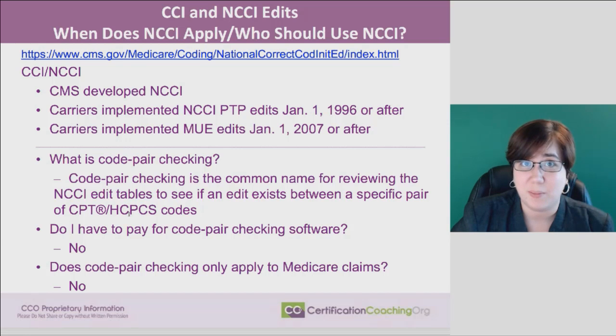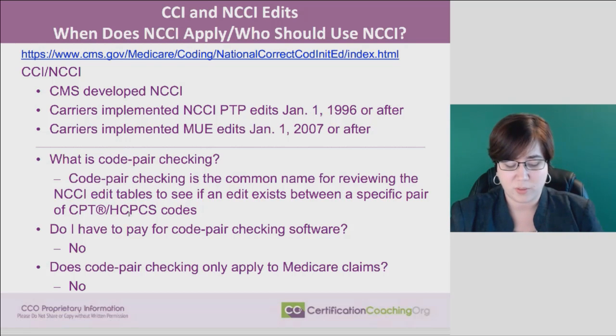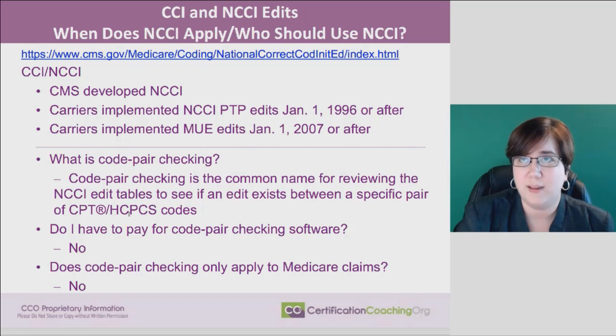You don't have to pay for it because you can use the Excel spreadsheet. But if you want code pair checking software, yes, you will probably have to pay for it. And it's usually included in many of your encoding services. I know things like Find-A-Code include it. The AAPC Coder, that software that they offer. Your 3M encoder. Most of those types of packages include a code pair checker.